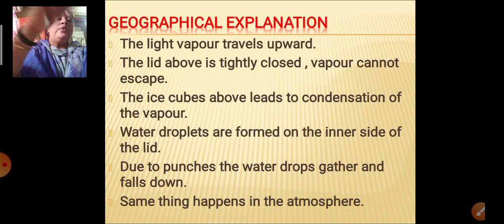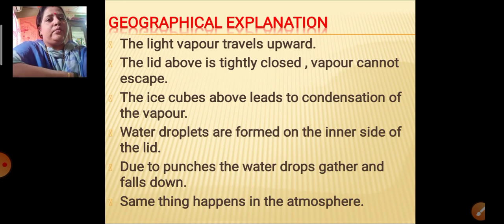Now, we have also seen the experiment. An experiment was shown to you about how to make rain. Here is a geographical explanation of that experiment which I have already explained to you. The light vapor travels upward. The lid above is tightly closed.